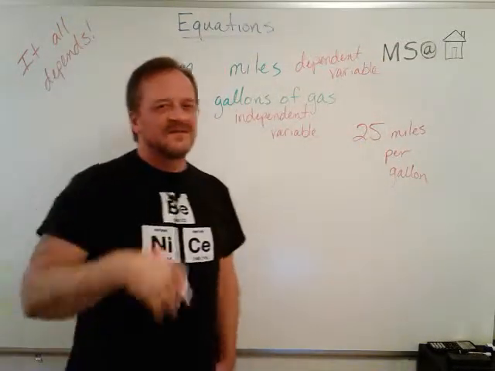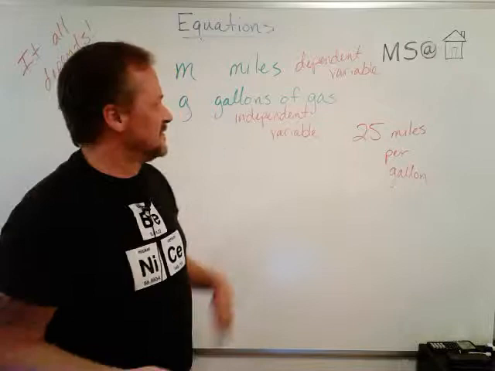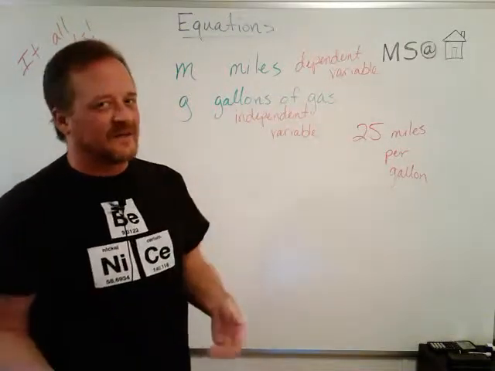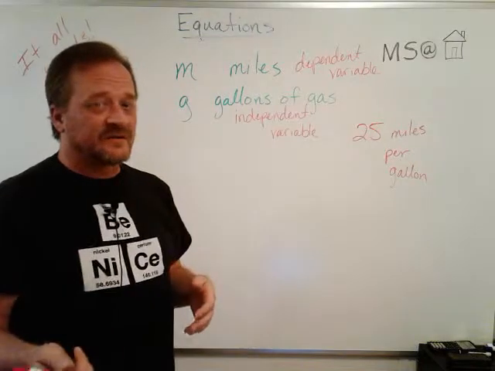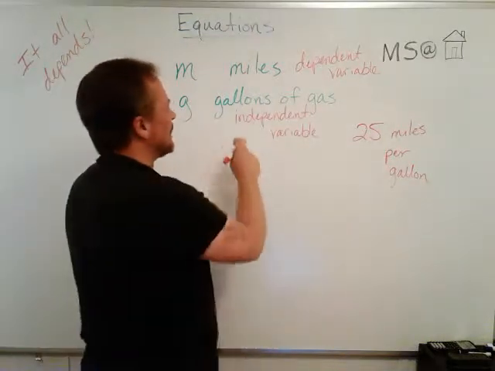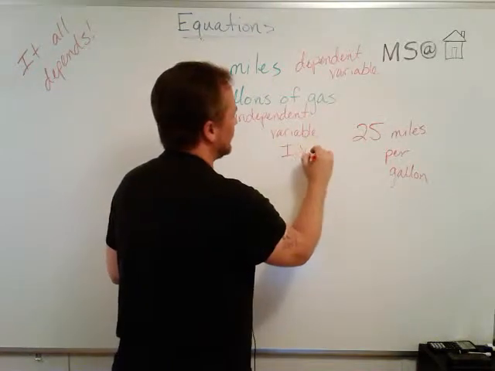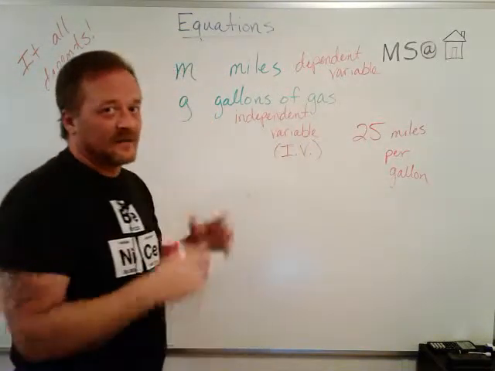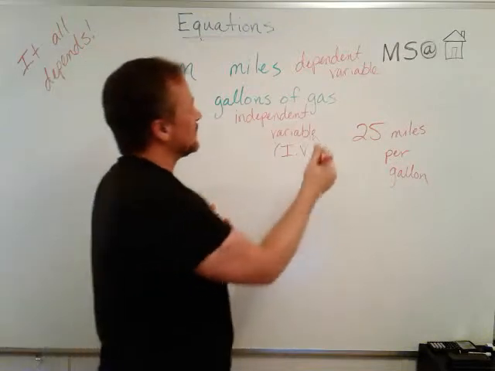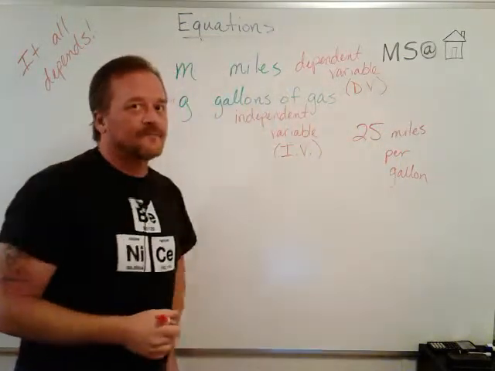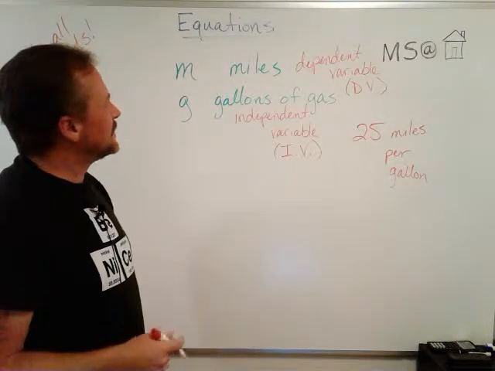Now, just a little side note here. You saw how long it took me to write independent variable and dependent variable. Sometimes you're going to see me use the abbreviations for those, the initials. So every once in a while, I'm going to write independent variable as IV. Okay, that's what that means, independent variable. Sometimes I'll call this the DV. Okay, just so you don't get confused.